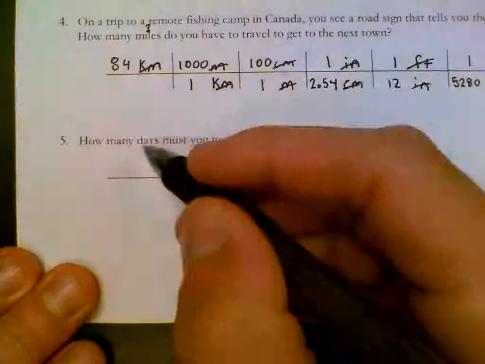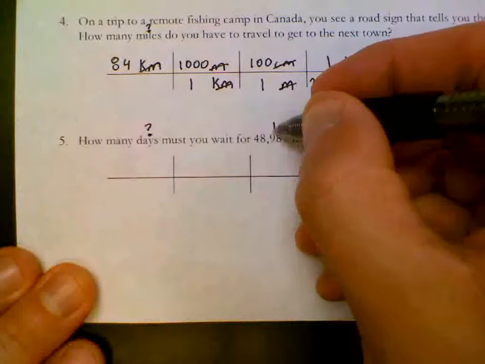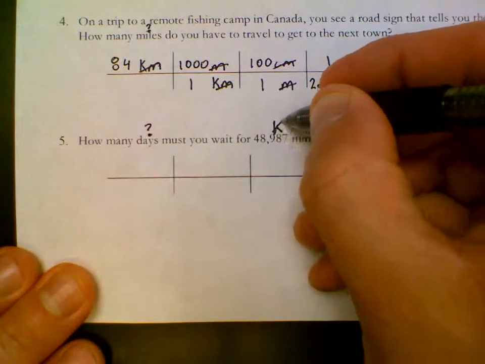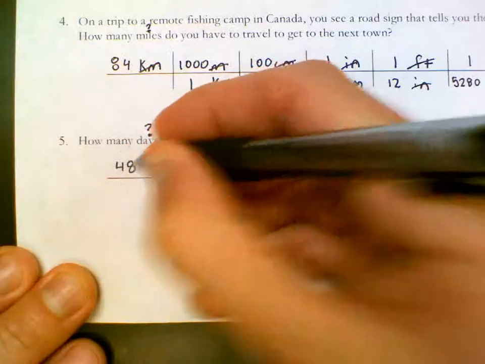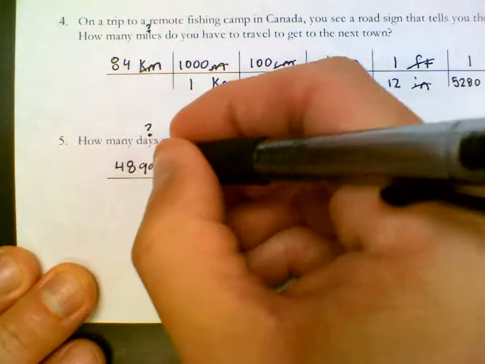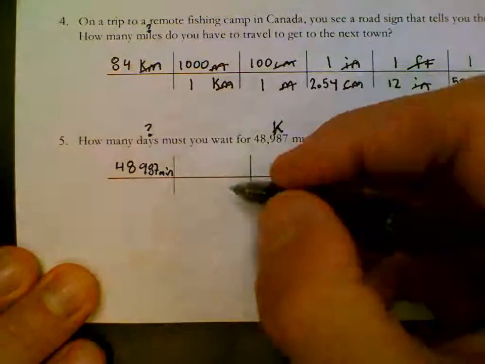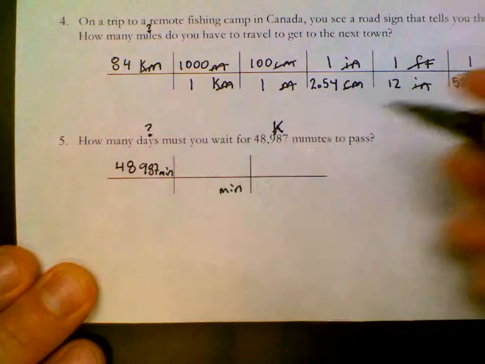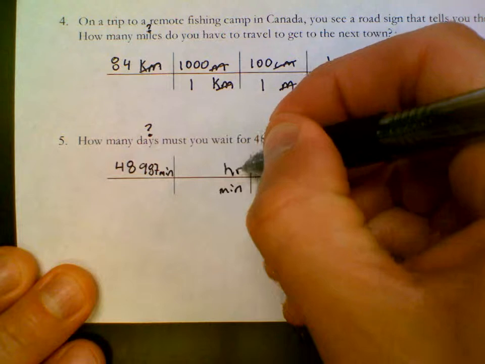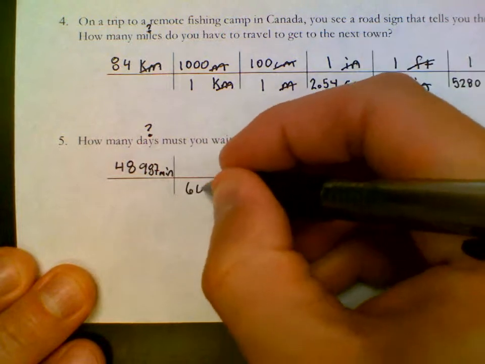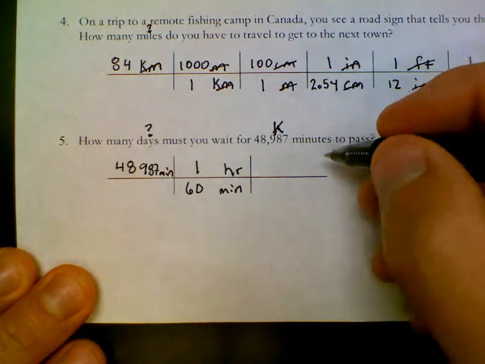How many days? How many is a question word. Days is our unit. Our number is 48,987 minutes. Start with what we know. We don't want minutes in our final answer, so we're going to get rid of those. We're trying to get to days, so minutes to hours seems like a reasonable conversion. There are 60 minutes in every 1 hour. That's something that you should know. It's provided to you at the top as well.